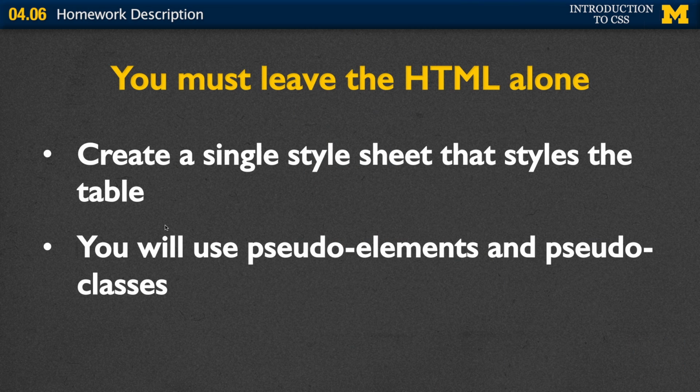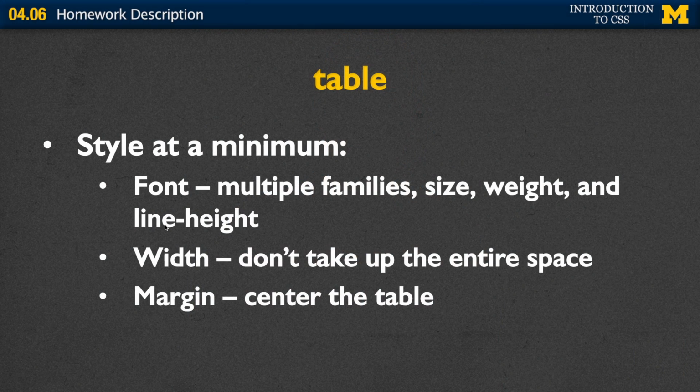So let's talk about each one of these little parts. So once again, just a little reminder, make a single style sheet. I don't want a different style sheet for each page. You want one that's going to cover everybody. And we're going to be using pseudo elements and pseudo classes. So if you seem a little bit confused about that, don't forget, we've got slides that cover this as well as some of our code together examples. So let's start with the table because that's the bulk of the page.